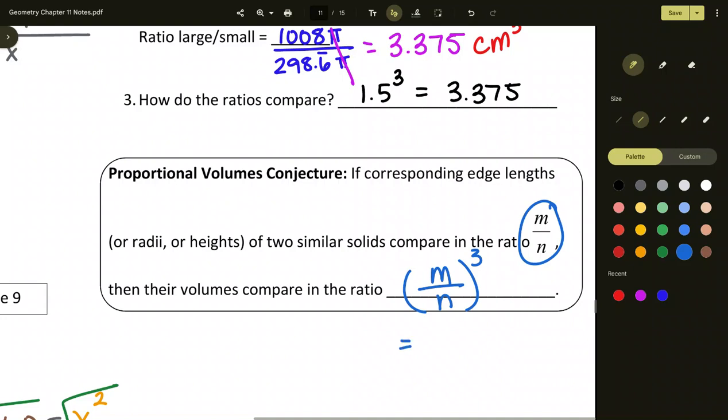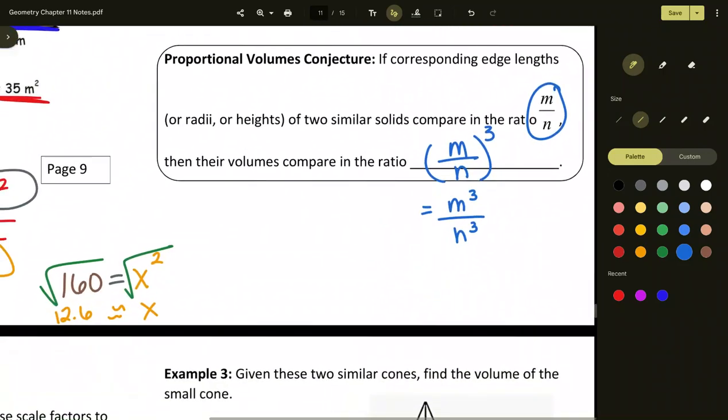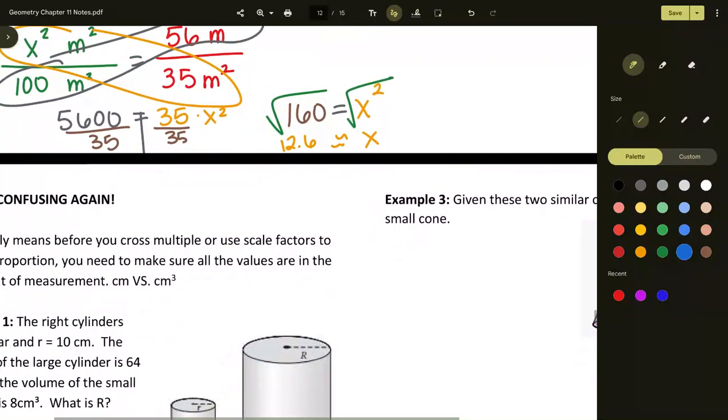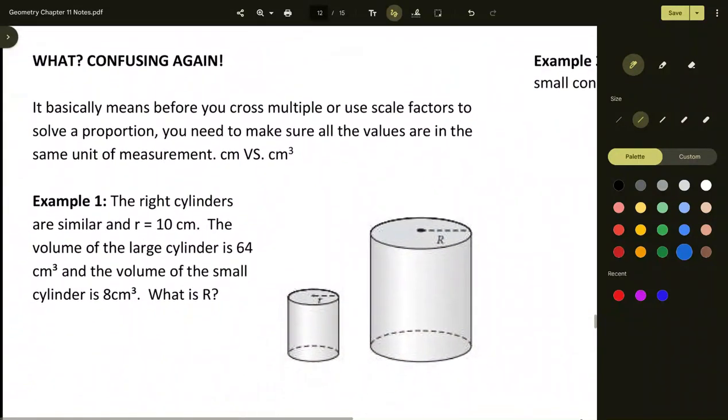So remember, when you have an exponent of 3, it does get distributed to both of those terms in the fraction. All right, so this is going to help us solve for missing values when we're looking at maybe a height compared to a volume. All right, again, this is confusing, so remember that we will have to make sure that we have all the same units before we can cross multiply to solve our proportions.